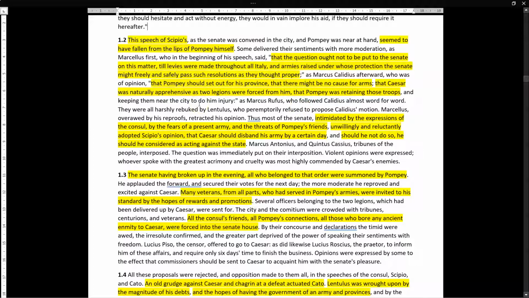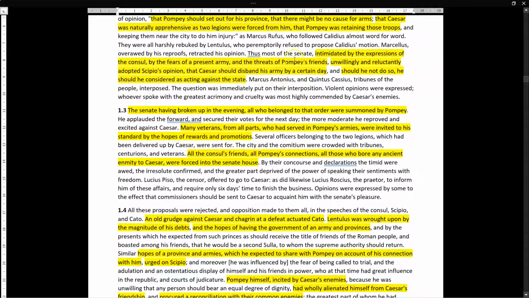So, what choice did I have but to defend myself when the Senate was being very difficult and Pompey was setting out for a province with armies? Then the Senate, intimidated by the expressions of the consul, by the fears of a present army and the threats of Pompey's friends, unwillingly and reluctantly adopted Scipio's opinion that Caesar should disband his army by a certain day, and should he not do so, he would be considered as acting against the state. So clearly it's Scipio. It's not the Senate's fault. The Senate's been forced to act this way by Scipio and his supporters.